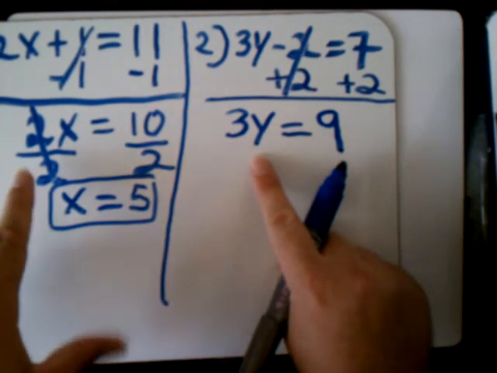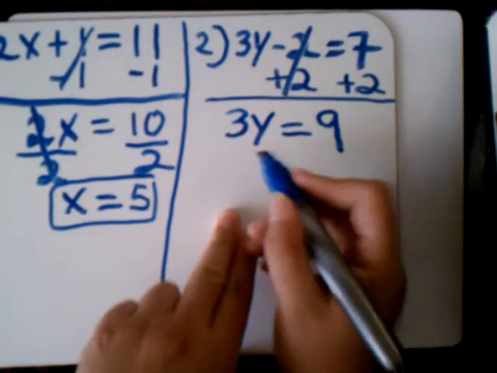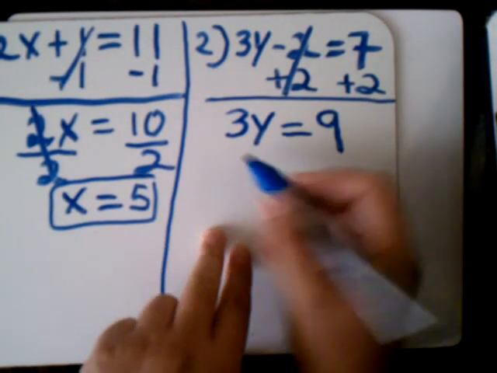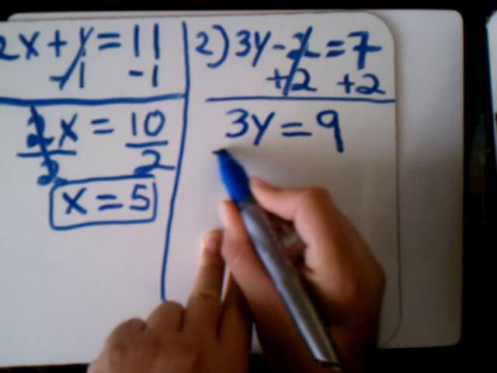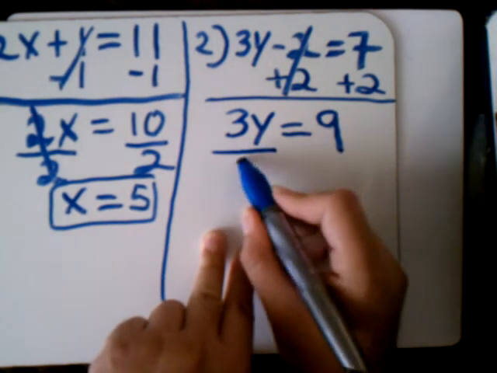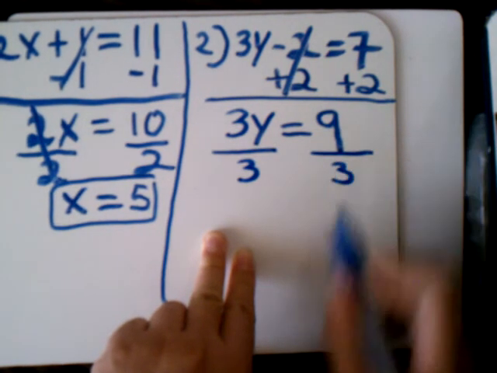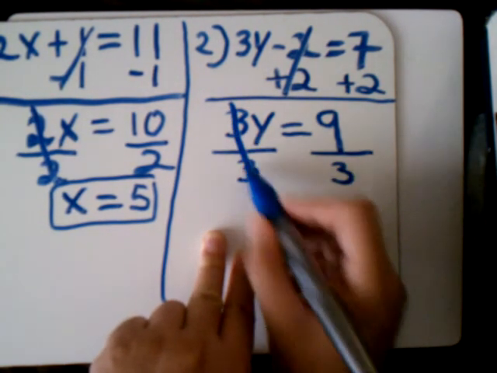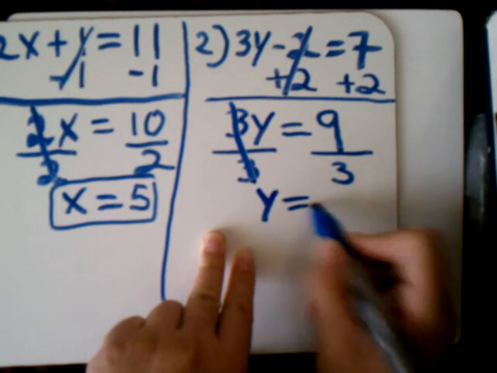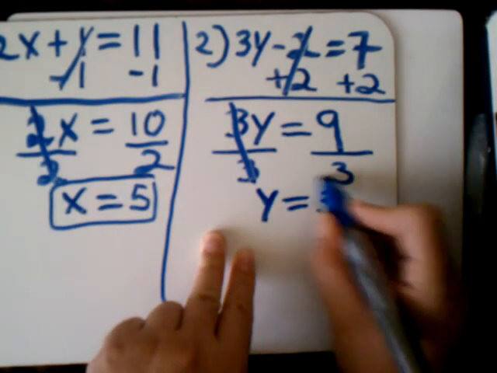Again, like example 1, you already know how to do this. 3y equals 9. This is a multiplication. When you have a multiplication or a number right next to the letter, line, you write the number on the bottom. You write the number on the bottom. 3 and 3 cancel out. Y equals 9 divided by 3, 3.